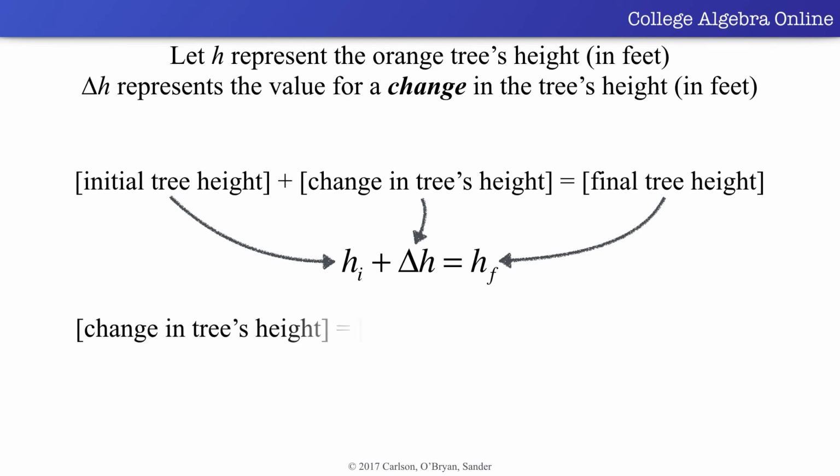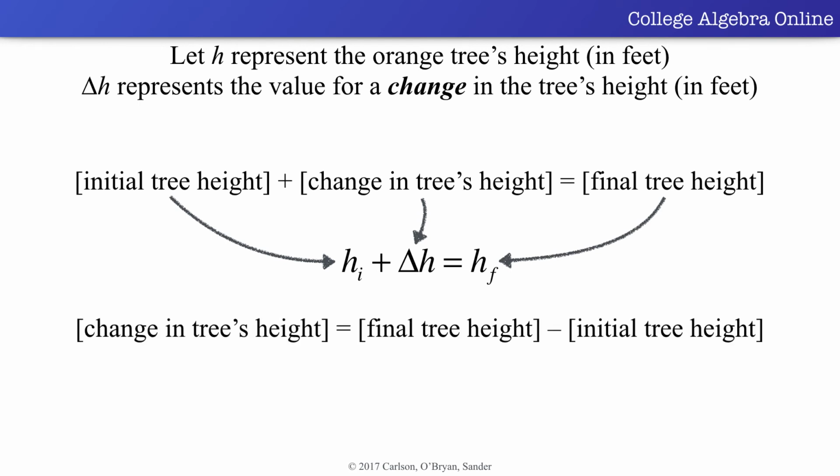Alternatively, we can say that the change in a tree's height is the difference between the tree's ending height and its starting height. So delta h equals h sub f minus h sub i.